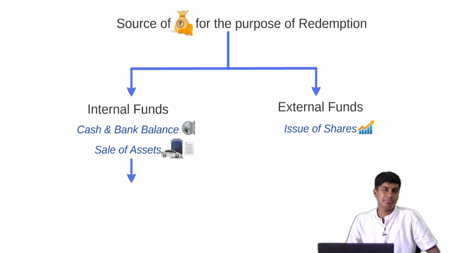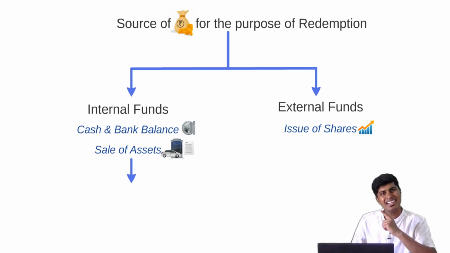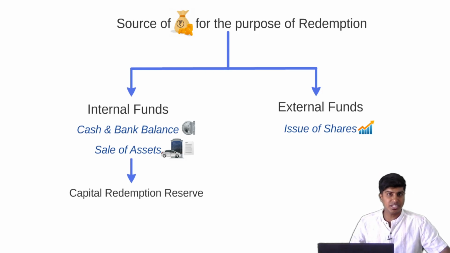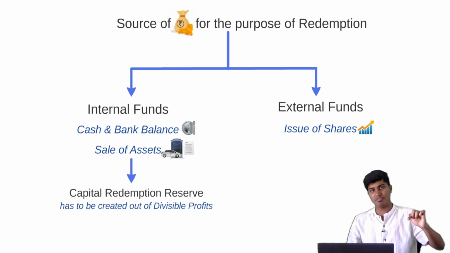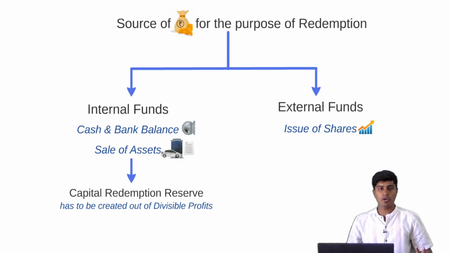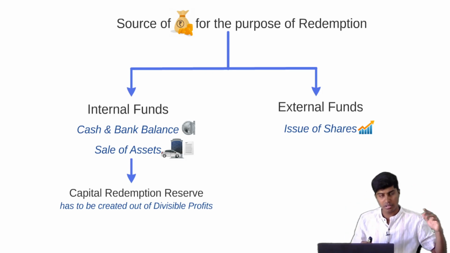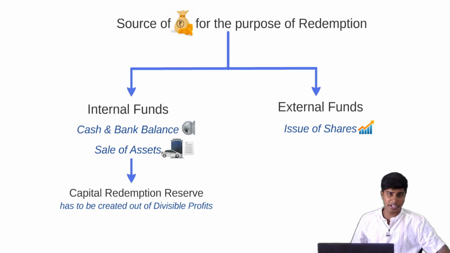And as I mentioned, to comply with Section 55 of the Companies Act 2013, when the preference shares are redeemed using internal funds, we have to create CRR, Capital Redemption Reserve. Capital Redemption Reserve is created to the extent of nominal value of preference shares redeemed using internal funds, and this is created out of divisible profits. Profits which are readily available for distribution as dividend. Let me repeat, divisible profits or free reserves means profits which are readily available to distribute as dividend. In short, it is general reserve and profit and loss account credit balance.